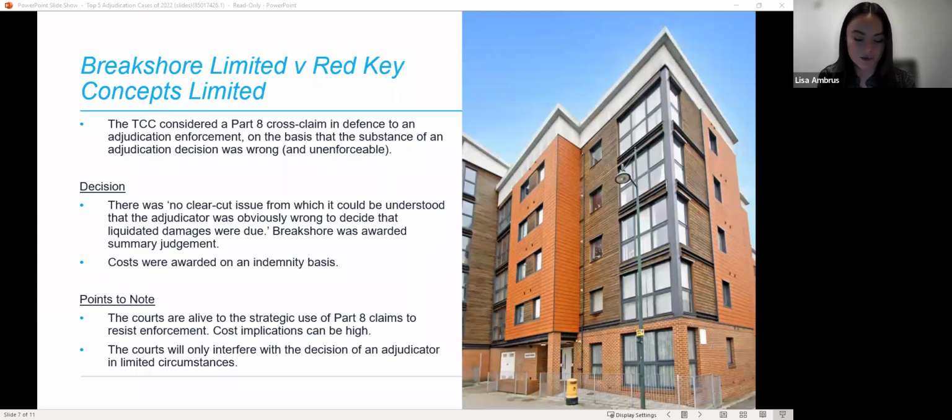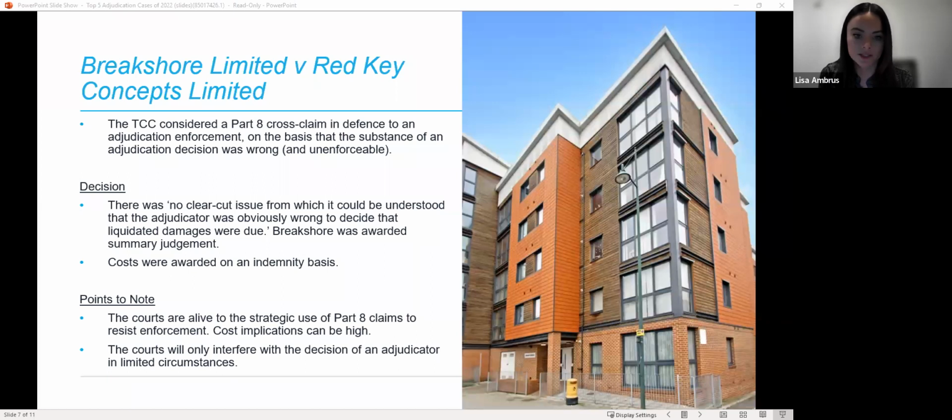The judge criticised Red Key for improperly choosing Part 8 procedure to gain tactical advantage, namely being able to make changes to their claim the day before the hearing without the risk of facing defences. The court ordered Red Key to pay £77,000 in costs on an indemnity basis. So, points to note from this case, although it is a popular tactic, the English courts are alive to the strategic use of Part 8 claims to resist enforcement of adjudication decisions, and will react to the improper use of this procedure by ordering significant costs against the party at fault.